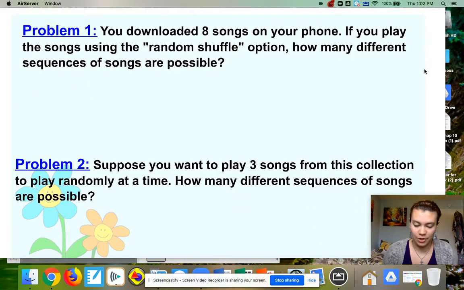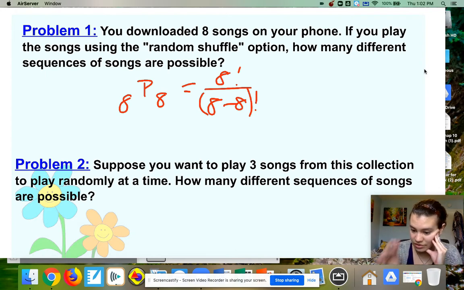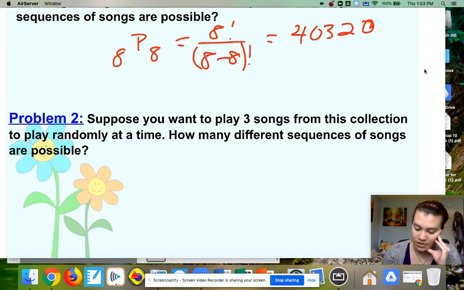So here you download 8 songs on your phone and you play the songs using random shuffle. How many different possible song orders are there? So you have 8 songs total, and of those 8 songs, you want to use all 8. So you get 8 factorial over 8 minus 8 factorial. Make sure you use your parentheses before the factorial here. Type it into a calculator and you get 40,320 different options.